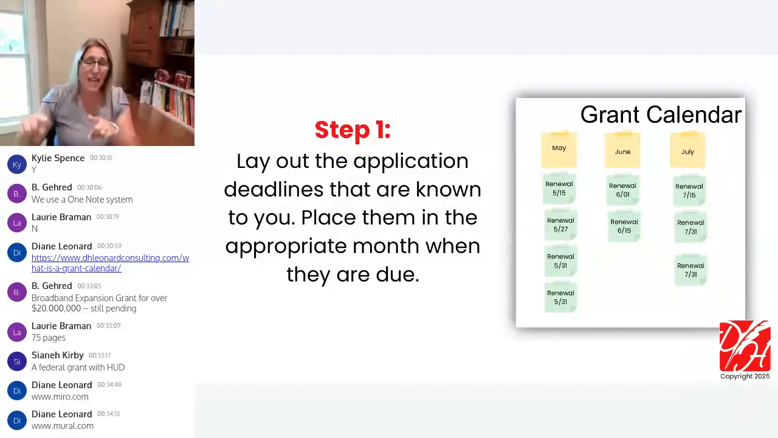And take the applications that you know are due. Might the deadlines change? Sure, we know that life changes, but I want you to put the deadlines that you know. So on the screen, what I'm showing you is May, June, and July as an example. And I've placed what I know we are going to apply for in those 3 months.